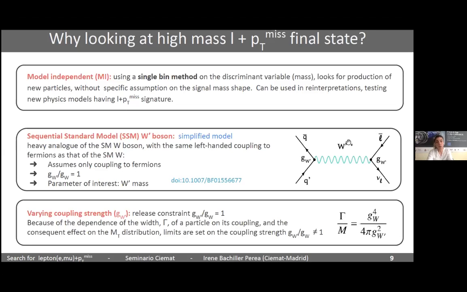Then the first specific model, the sequential standard model, predicts the W prime boson. It's a heavy analog of the standard model W boson with the same coupling. We assume the same coupling, and the parameter of interest will be the W prime mass. If we release this constraint on the coupling, we can get the result from the width of the resonance and the coupling of the W prime, and we can set a limit on the ratio of the coupling of the W prime and the standard model coupling.